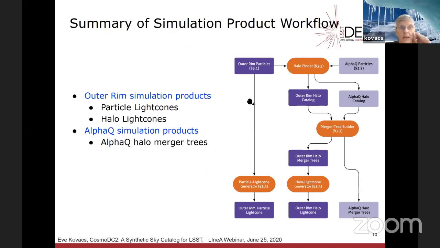Okay, so here's a summary of the simulation products that are the ingredients for the next step, which is to actually put in the galaxies. And I've just finished telling you the Outer Rim simulation products are the particle light cones and the halo light cones. And then the smaller companion simulation products are these AlphaQ halo merger trees. And so down here, these are now the ingredients that go into the next step.